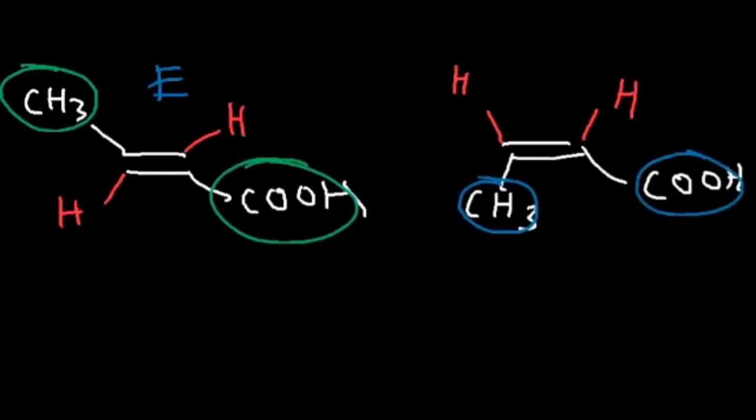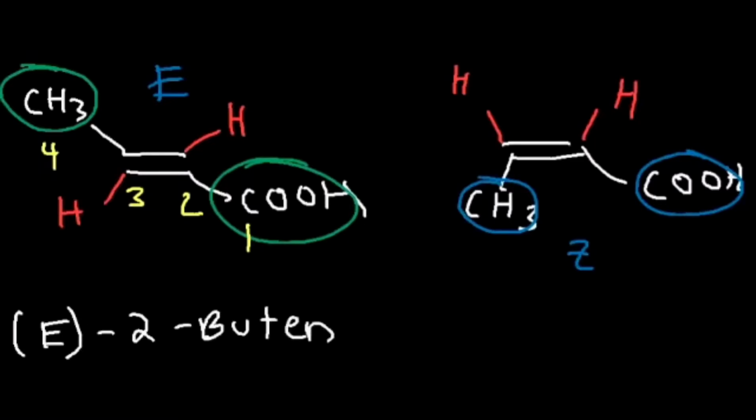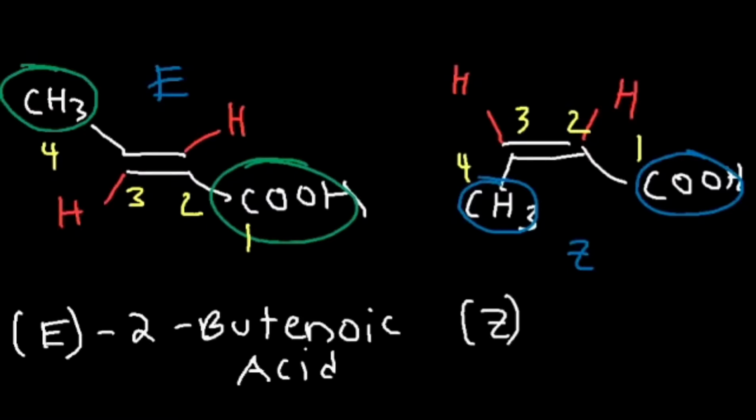So in this case, this is the Z isomer. But now, what is the name of each of these compounds? So let's count the longest chain. We have 4 carbons, and the alkene is on carbon 2. So this is going to be called E-2-butenoic acid. Now the other one is going to be the same thing, but the only difference, instead of E, it's now Z-2-butenoic acid.